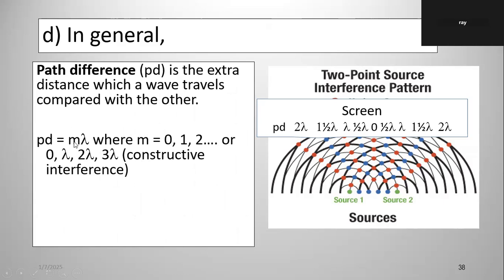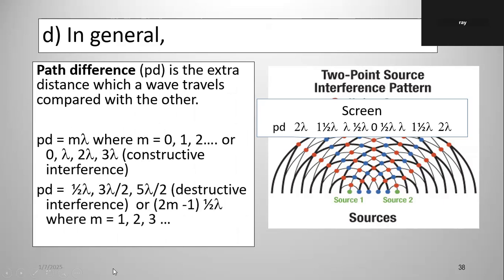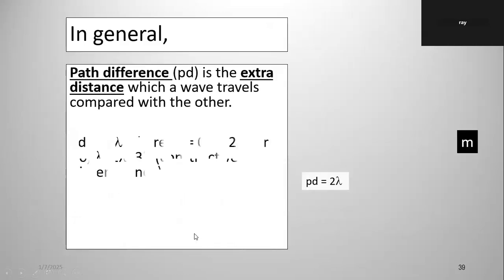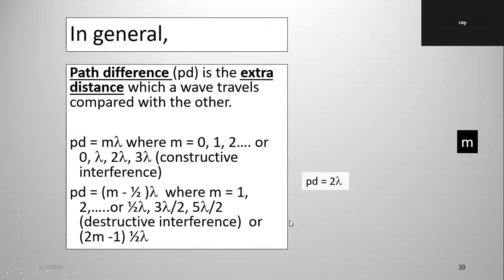So path difference a whole number of wavelengths, constructive interference. You can use M or you can use N. Path difference of half a wavelength, or we can summarize it: half a wavelength, 3/2 wavelength, 5 lambda over 2 wavelength, destructive interference. Either this formula or that formula is the same.